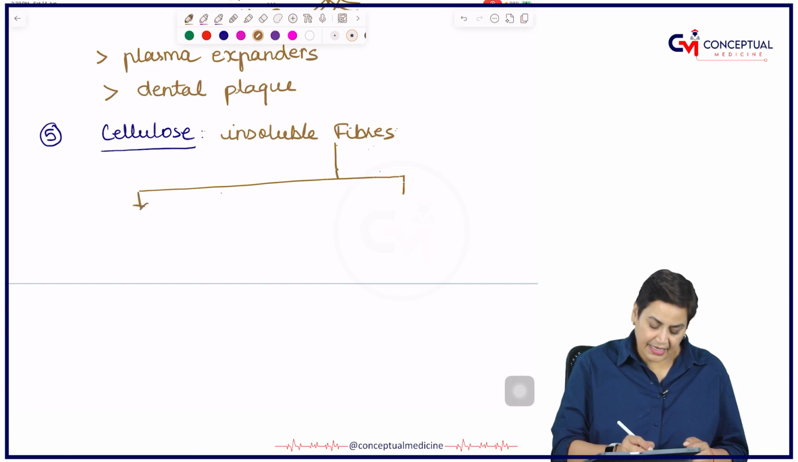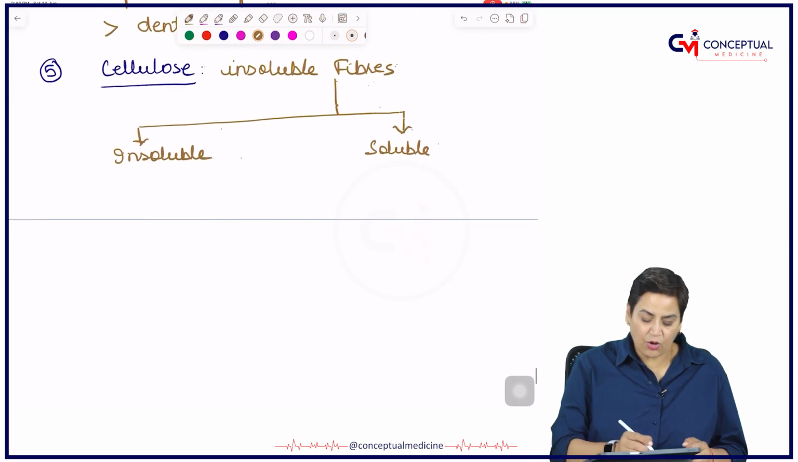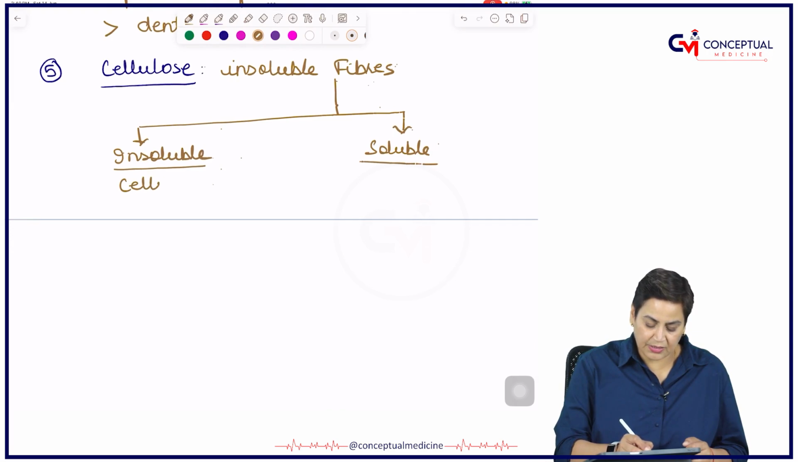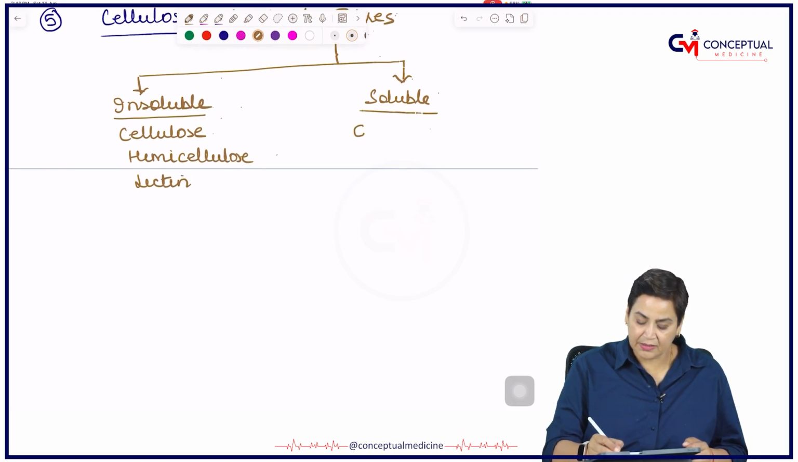One category is insoluble. It is clear from the word itself. And the second category is soluble fibers, which are solubilized. So if we talk about insoluble, there are three insoluble fibers: cellulose, hemicellulose and lectins. And if we talk about soluble fibers, gums come in, pectin is there and mucilage is there.